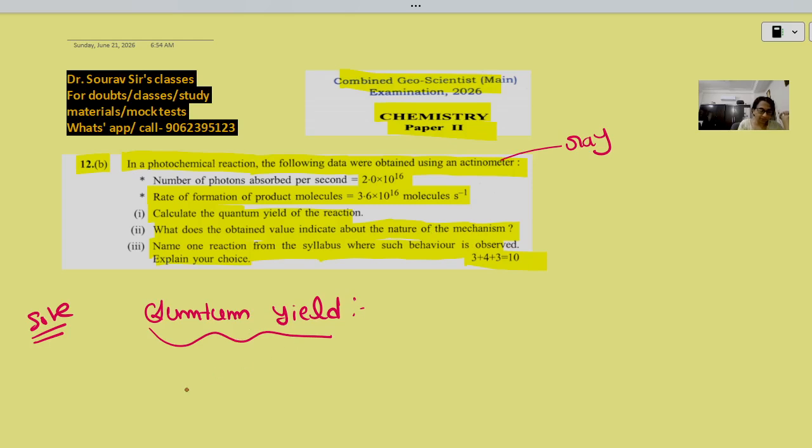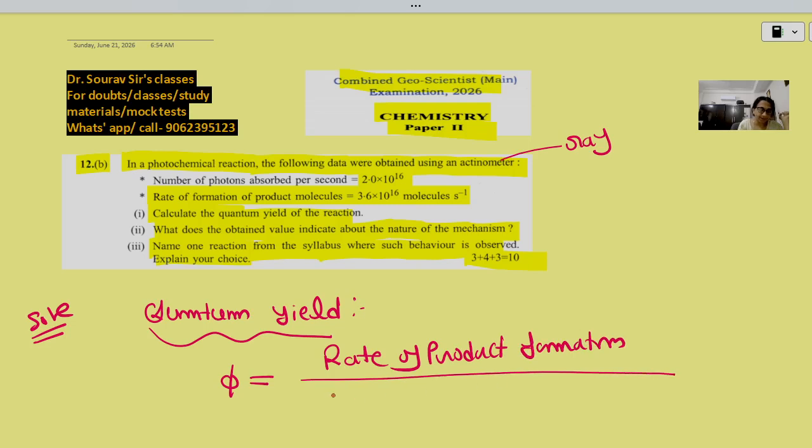Okay, so now the formula: quantum yield is equal to rate of product formation divided by rate of photons absorbed, because the formation of product depends on the absorption of photons from the light rays. Okay, now how to calculate it?